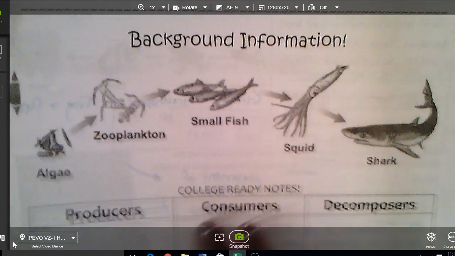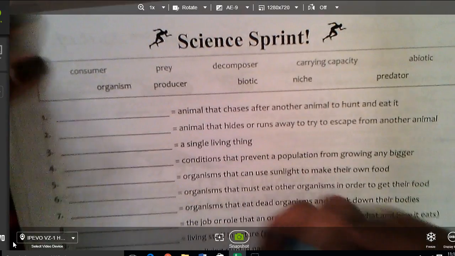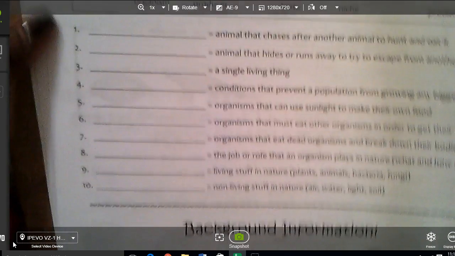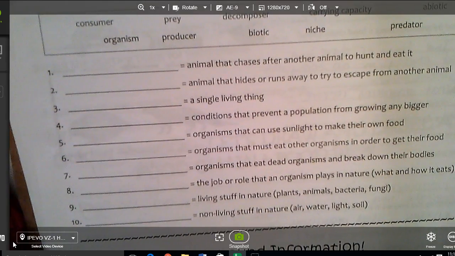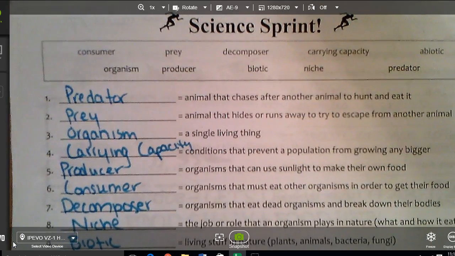Here we have our science sprint. What you need to do, silent and solo on your own, use your word bank to answer questions 1 through 10. It should take you about 2 minutes. Ready, set, go. All right, ladies and gentlemen, let's take a look at our vocab.